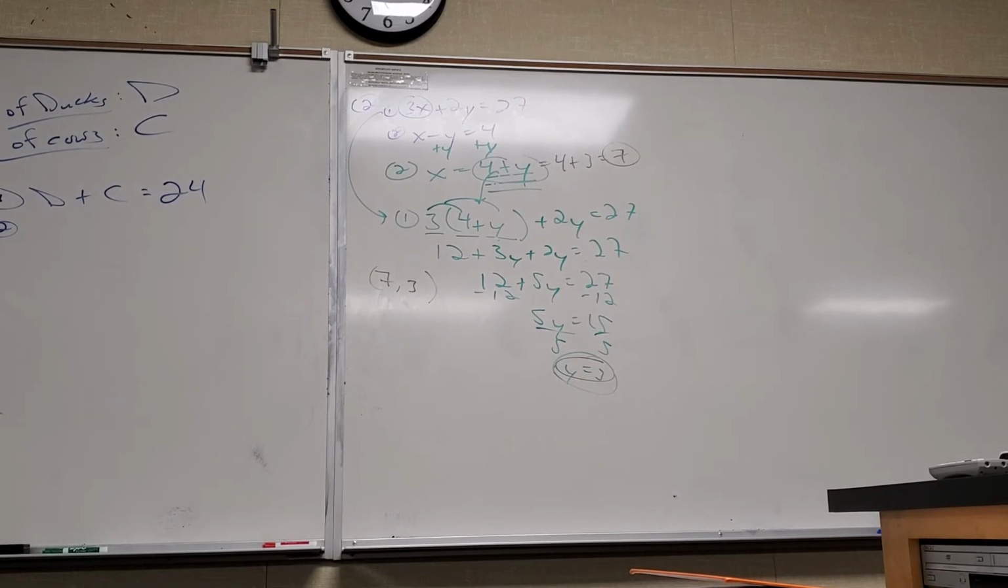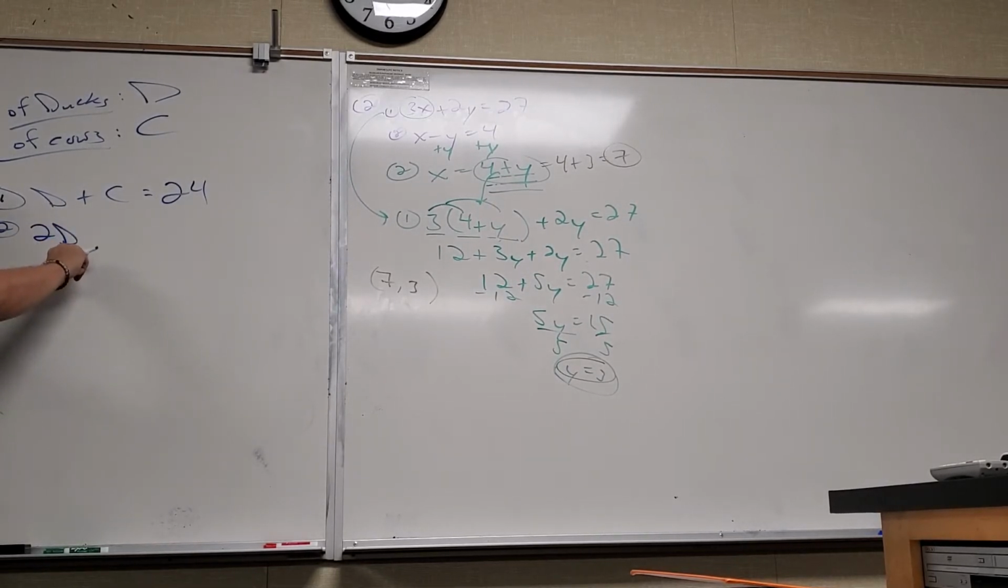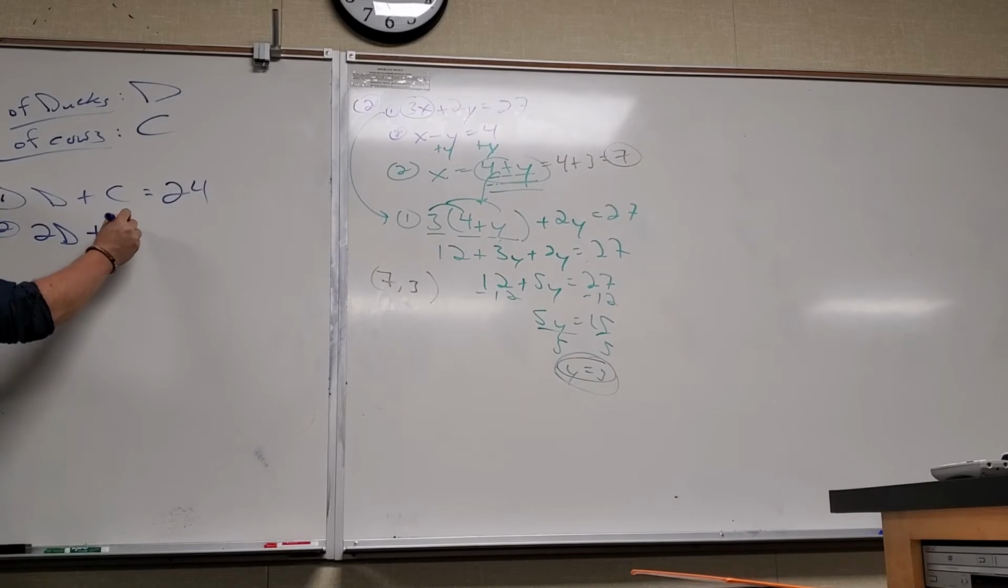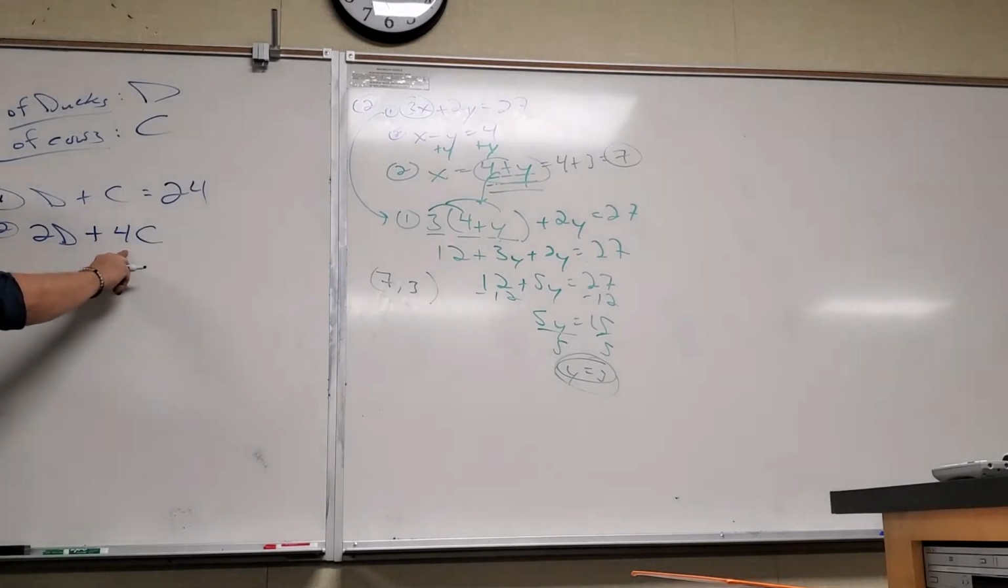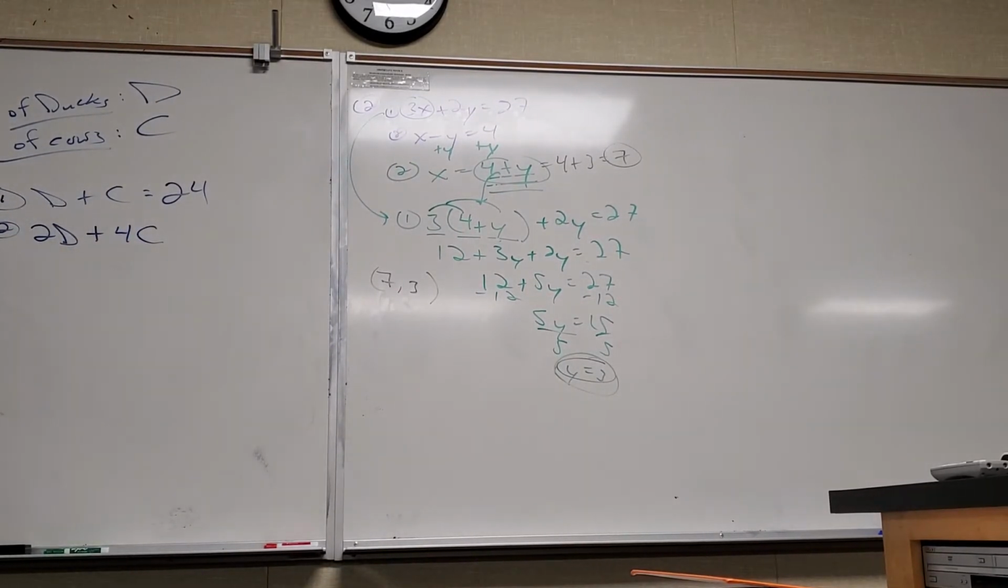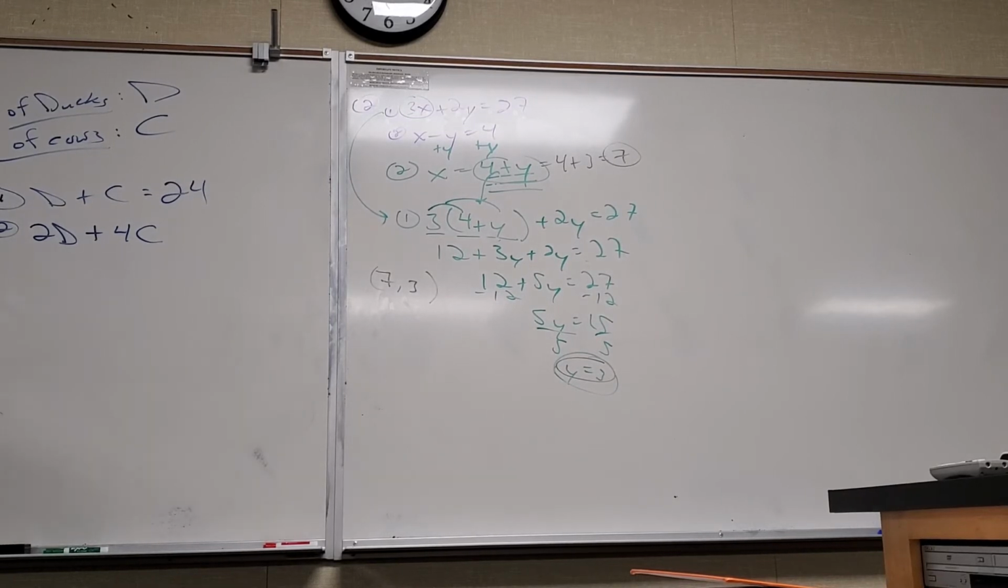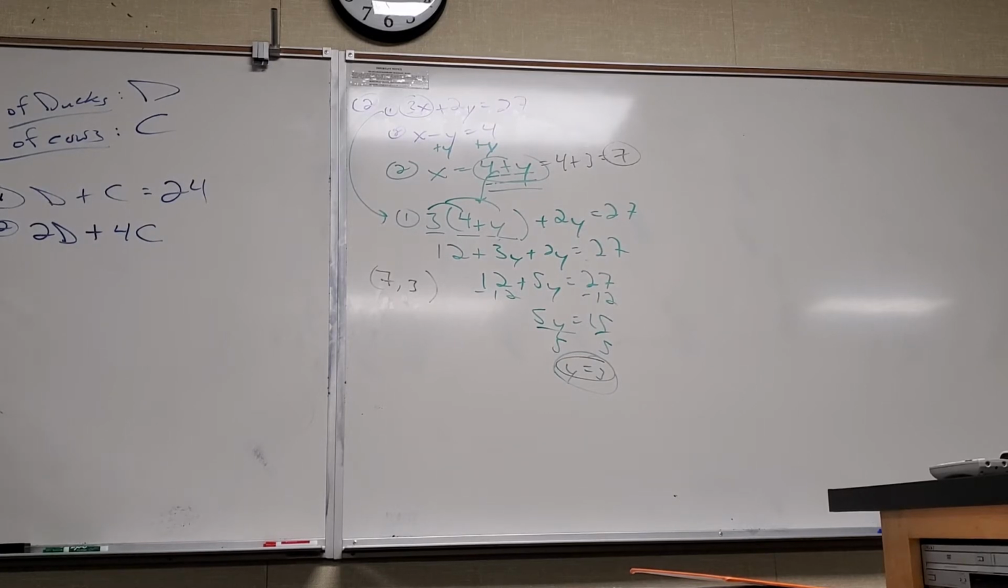For every duck, I get how many legs? 2. So what would that be? 2D. 2 times the number of ducks is the total number of duck legs. And every cow, of course, gives me 4 legs, right? So 4 times the number of cows is the number of cow legs. And if I add up the number of duck legs and the number of cow legs, I should get 62, right?